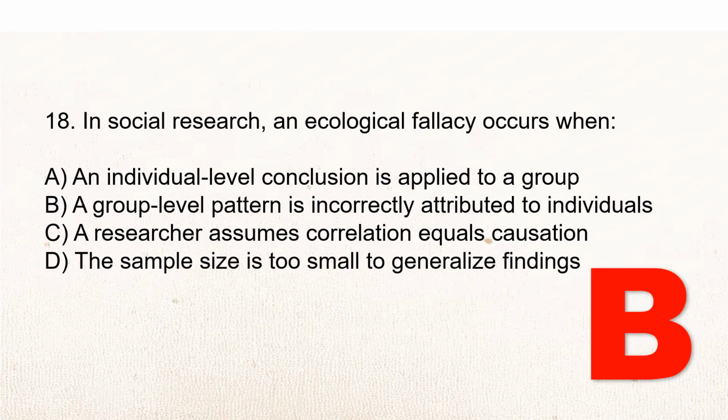The best answer is letter B. A group level pattern is incorrectly attributed to individuals. The ecological fallacy occurs when findings about a group are mistakenly assumed to apply to individuals. For example, cities with high crime rates vote for stricter laws. It's mistakenly assumed to apply to individuals, like a resident of a high crime city must support stricter laws. Okay, so letter B is the best answer.